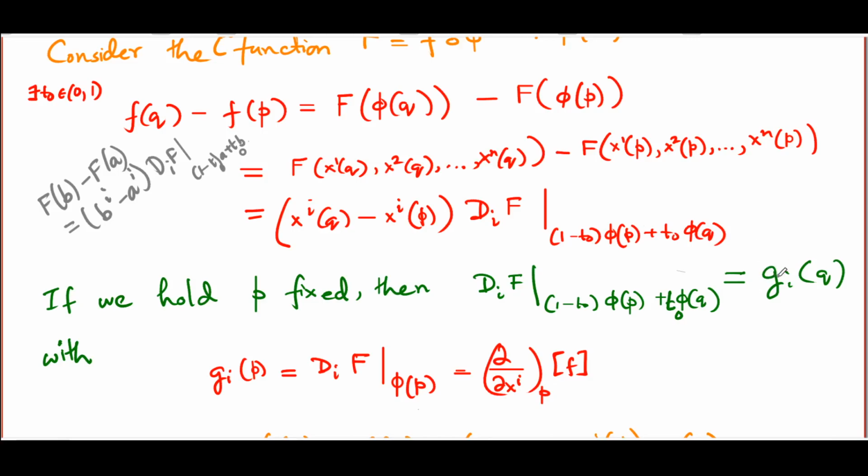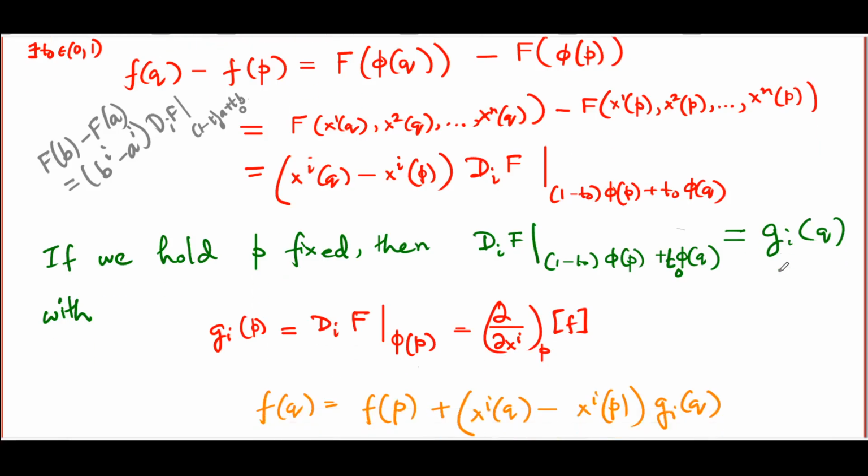So I may not know the function gi(q). All I know is that the function gi(q) exists. It may be a very complicated function. However, what we know for sure is that its value at the point p is nothing but the ith partial derivative of the proxy function capital F evaluated at phi p, or the result of the ith coordinate vector acting on the function f.